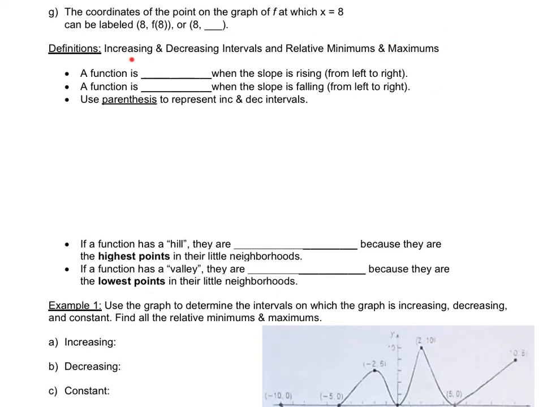Now, when we're talking about increasing, that's typically when, let's pretend for a moment you have a coordinate system and you have a function that is going from left to right and it is going upwards like this. This is what we call increasing. So from left to right, the slope is rising. And so we call this increasing.